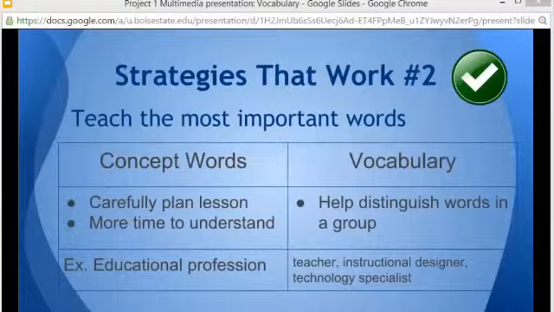However, when the lesson is to teach concepts, teachers will need to carefully plan out a lesson and plan to spend more time to achieve understanding. You can see a couple examples. One is the educational profession, that's the concept, and then the vocabulary that fits under that concept would be teacher, instructional designer, or technology specialist.